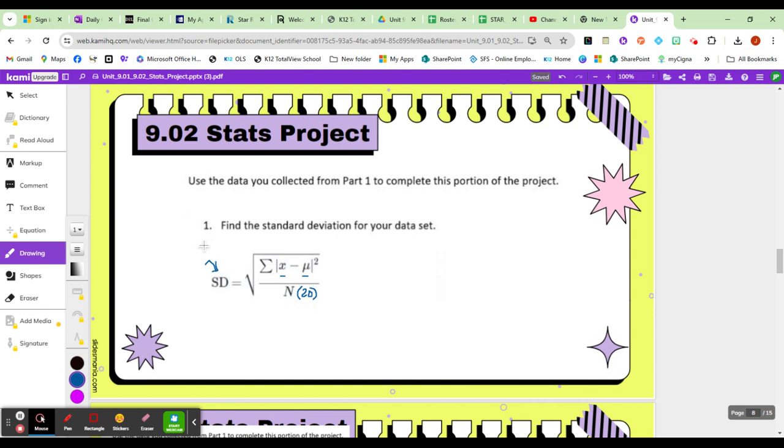Okay, so SD stands for standard deviation. X is your value, each one of your 20 values. This is the value for the mean. And then we're going to square that once we subtract; I'll show you how to do that. This symbol means add everything up. This is the summation symbol. And then N is going to be the number of data points, which is 20.